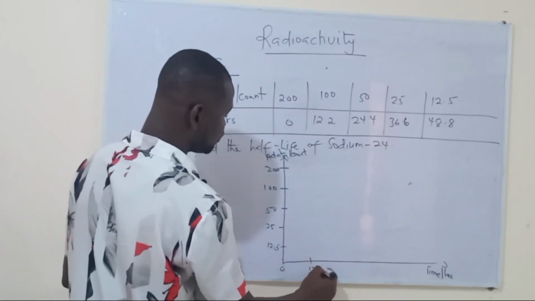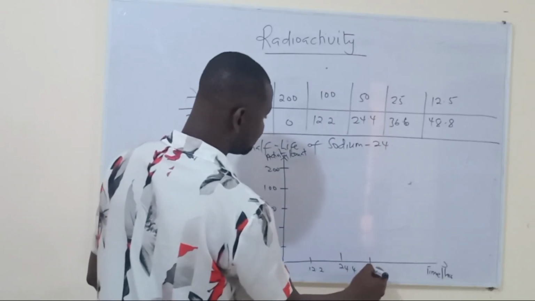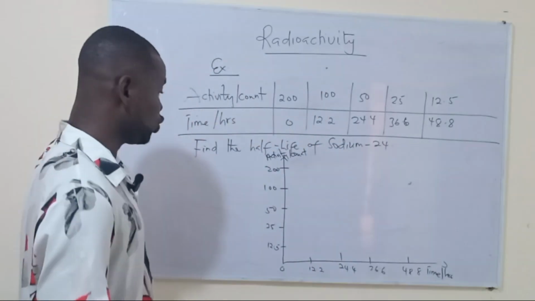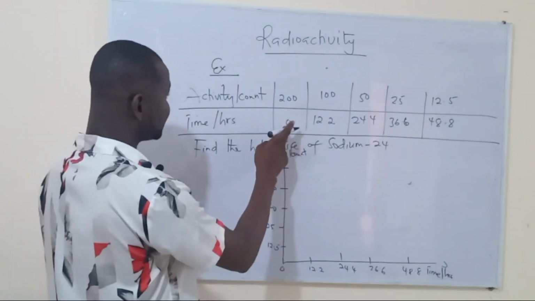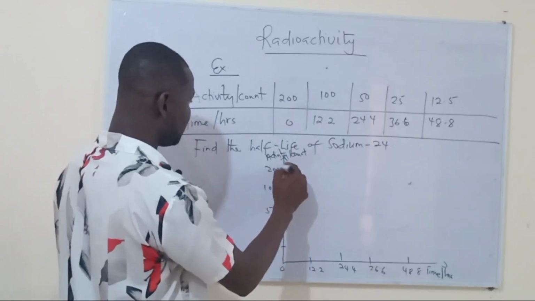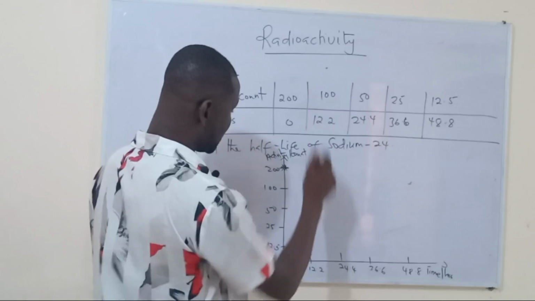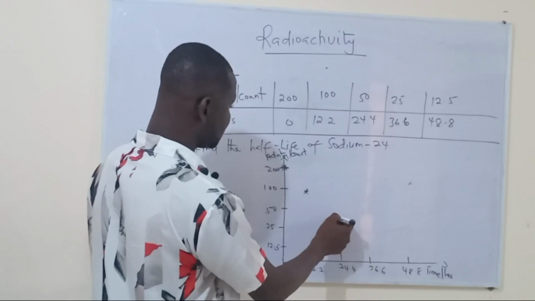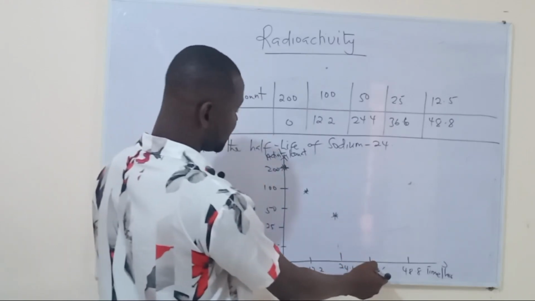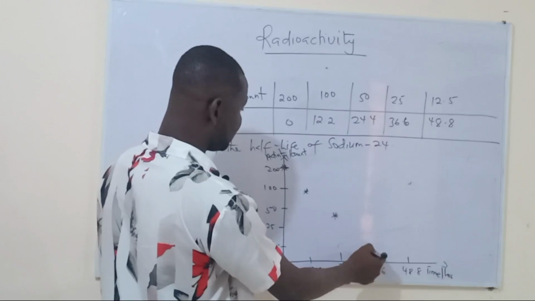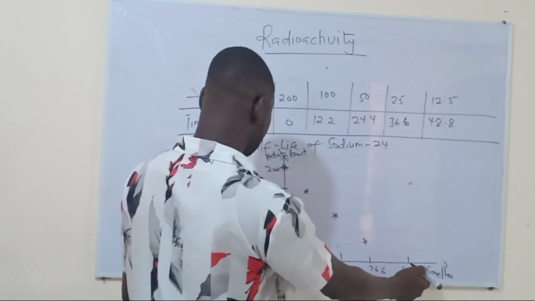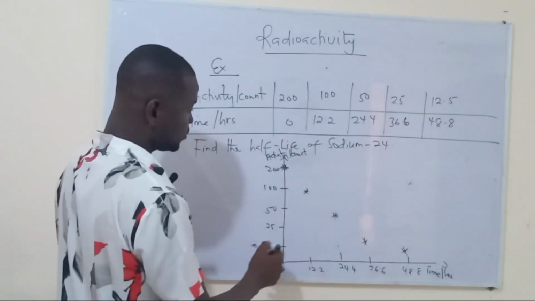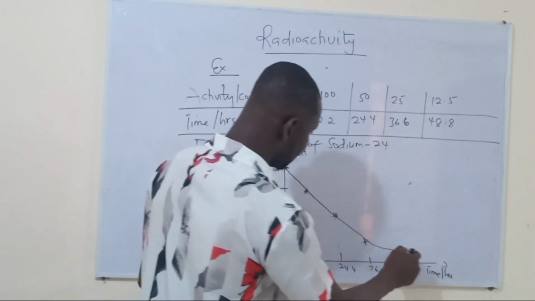I have 12.2, 24.4, 36.6, 48.8. Now the first one is 0 and 200. So 0, I trace to 200, I plot my point. 12.2 to 100, I trace to that, I plot my point. 24.4 and 50, I trace, plot my point. 36.6 to 25, trace, plot my point. Then 48.8 to 12.5, I plot my point. So when you are done, you join your points together.